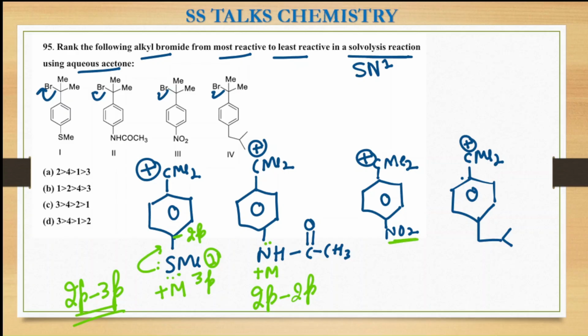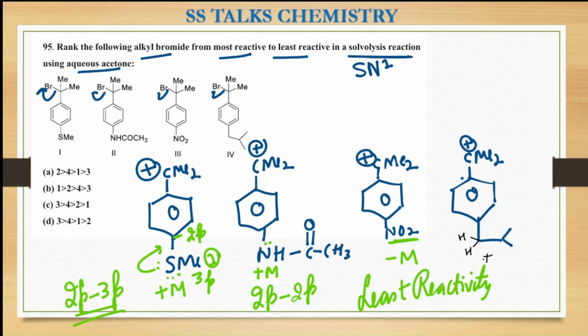And the NO2 group applies the minus M effect over here, so this will destabilize our carbocation. So this is going to be the least in the reactivity order, because it destabilizes my carbocation, so it is not the favored one. Here you can see the hydrogen groups are present, so these can apply hyperconjugation and the inductive effect over here.